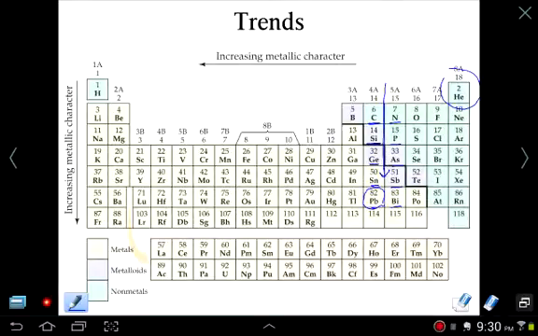A similar thing happens as you go left, and you can see it here in the p block as you go from sulfur to phosphorus to silicon, and then you get to aluminum, which is also a full metal. In fact, aluminum is used very often in wiring. So you could think of francium as being the most metallic, the really metallic metal of them all. But in general, this is the character on the periodic table.